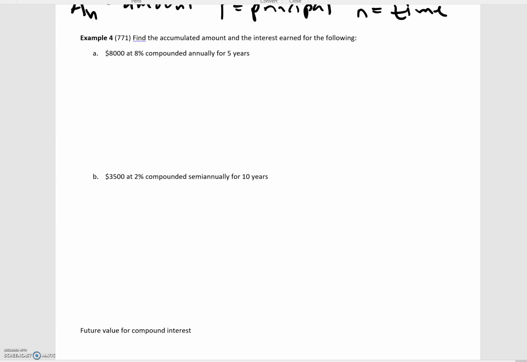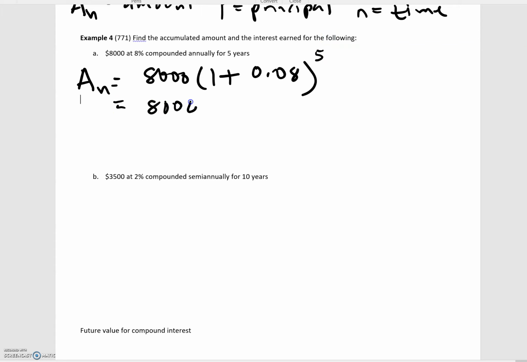So finally, accumulated interest, amount and interest. For part A, we have an $8,000 loan, 8% rate, compounded annually, once a year, for 5 years. To figure out the total accumulated amount, we're going to use that formula. So $8,000 times 1 plus, we're going to convert 8% to 0.08, and it's happening over 5 years. I'm going to simplify this a little bit: 8,000 times 1.08 to the 5th power. And this is now in a circumstance where we can put this into our calculator.